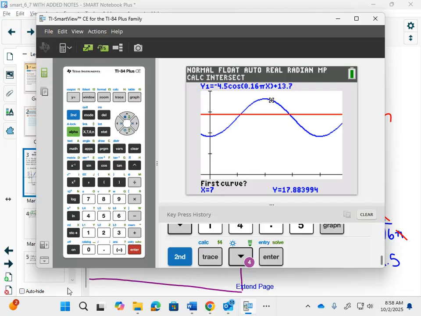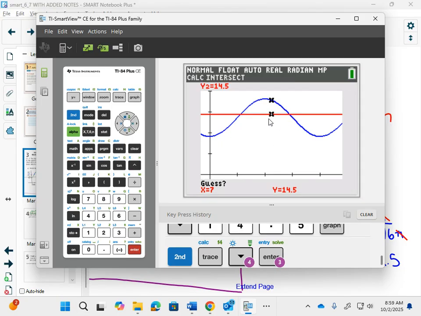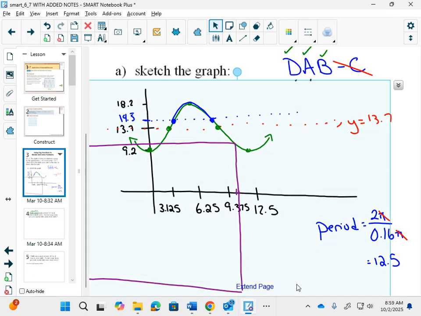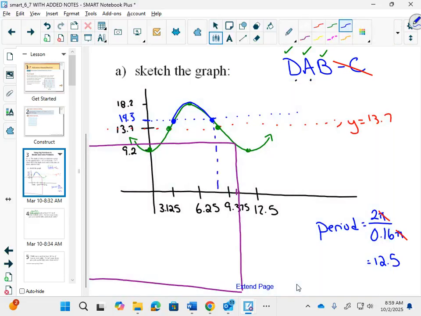When we only have 2, this is going to be really easy. First curve, yep. Second curve, yep. Guess: do I think it's going to be this one or this one? Well, it'll always find the closest one. So I'm pretty sure it's going to find the one to the right. Push enter on guess. And it's 9.019. So I can go back to my graph here, and I would know straight down from this blue point, to 3 decimal places, 9.019.